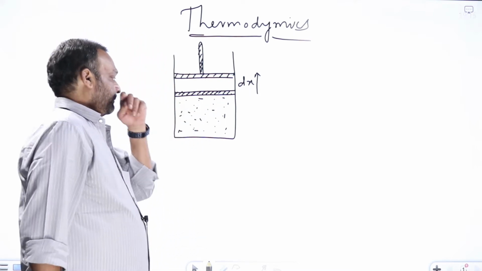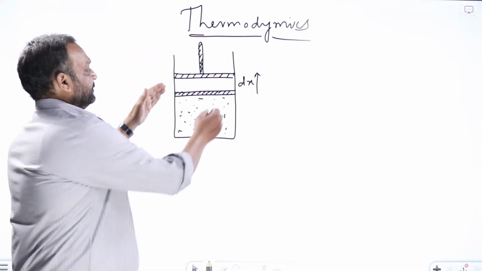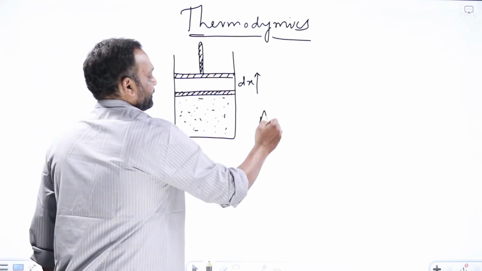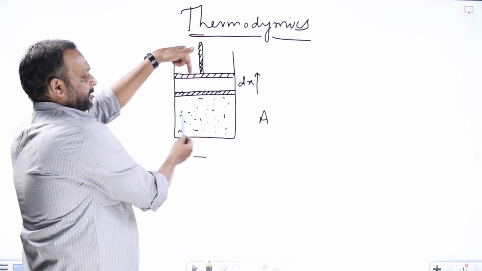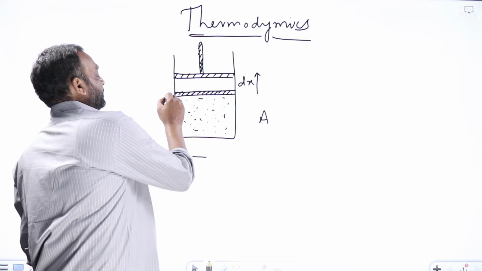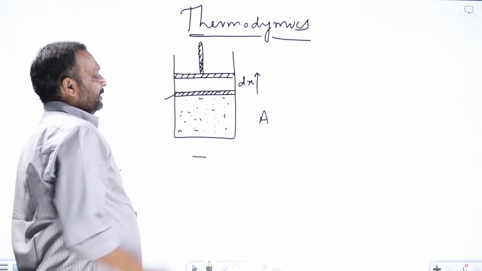Consider some gas here. Initially the piston is in this position. The area of cross section of the vessel is A. That area of cross section of the vessel is nothing but the area of cross section of the piston. Initially the piston is in this position. Now what will happen?